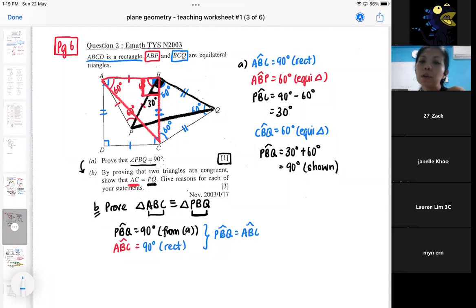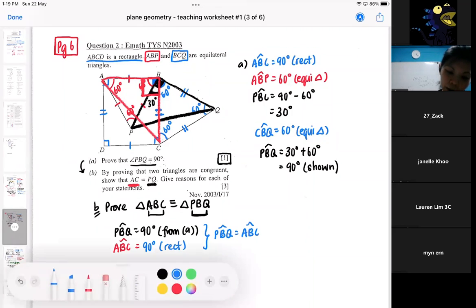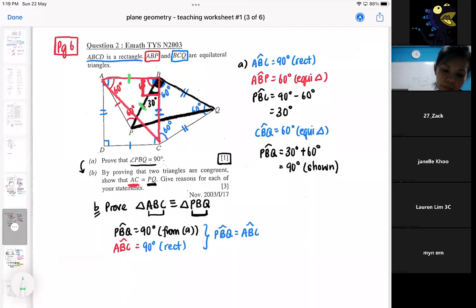So make use of the more obvious one first, which is from part A, and I got the 90 degrees from the rectangle. So that one is very obvious already. Now we need to look for lengths. If you look carefully, AB is actually equal to BP. Some of you may not see it here and here. Can you see AB is equal to BP? Because it is an equilateral triangle.